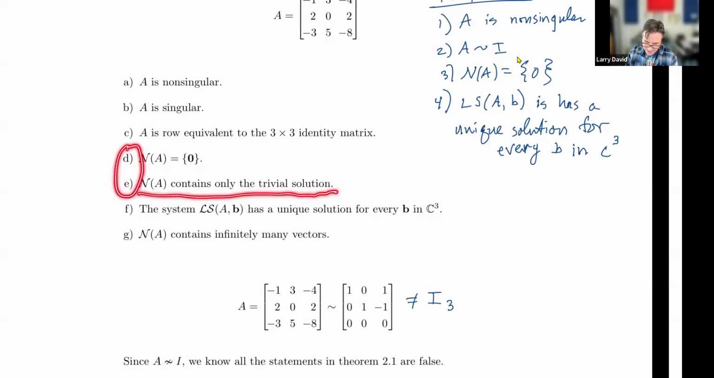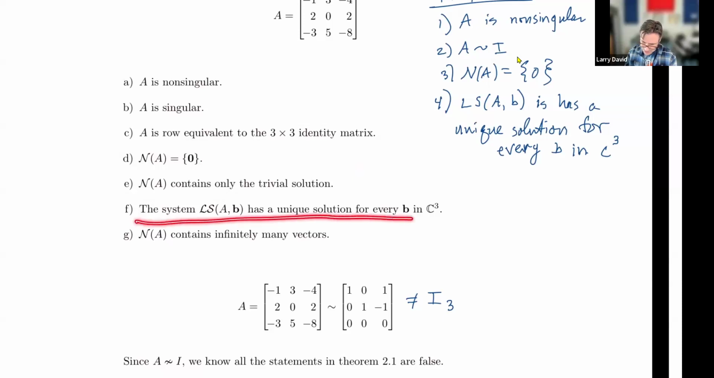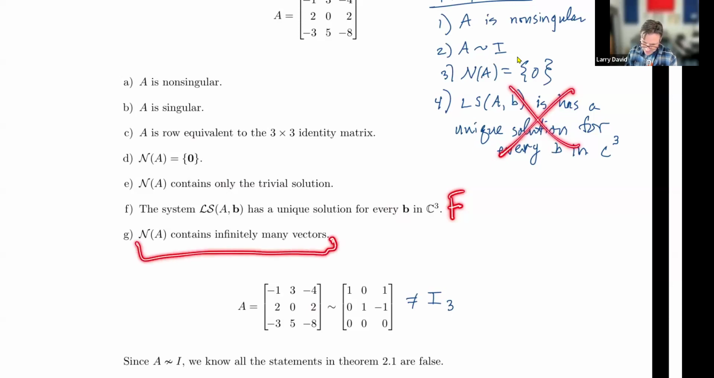Oh, notice D and E are the same thing, just written in a different way. This is the set that contains only the trivial solution. So that's false. So E is also false. This system has a unique solution for, well, no, that's false. Okay, and the null space contains infinitely many vectors.